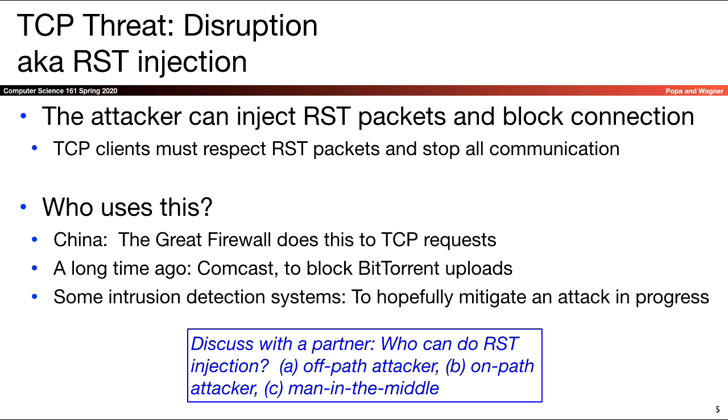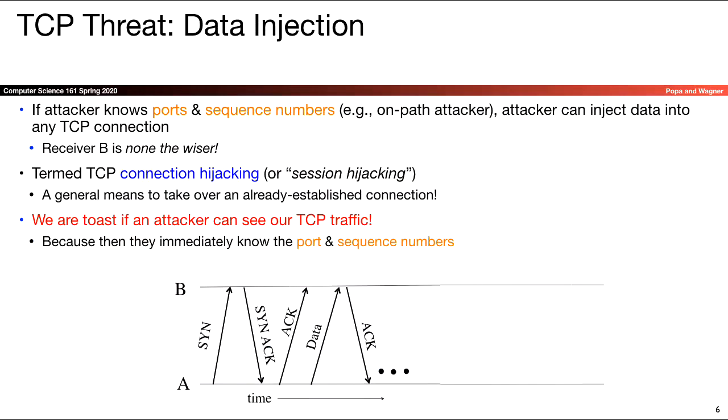Good. That's reset injection. So now let's talk about a more complicated threat, that is data injection. I was alluding to this in a previous lecture, but I want to go through it a little bit more systematically. The point of data injection attacks is that if the attacker knows the right ports and sequence number, then the attacker can inject malicious data into an existing TCP connection. Okay? So this allows an attacker to take an existing TCP connection and kind of take it over and replace what data is being sent.